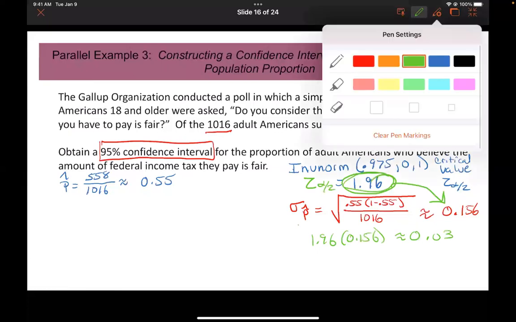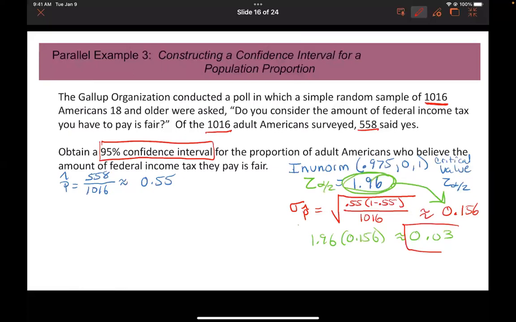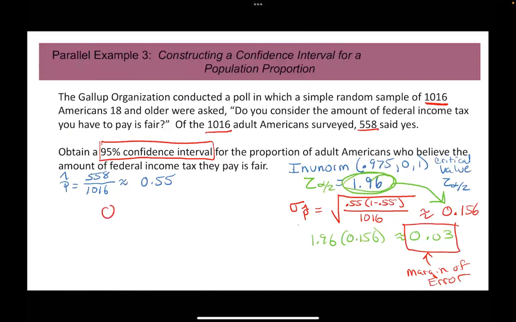You just found this right here: the margin of error. That right there tells you how far I can be away from my p hat and still be in that confidence interval. So I can write the answer, depending on which problem you are on, as 0.55 plus or minus 0.03. This is one way to write it.